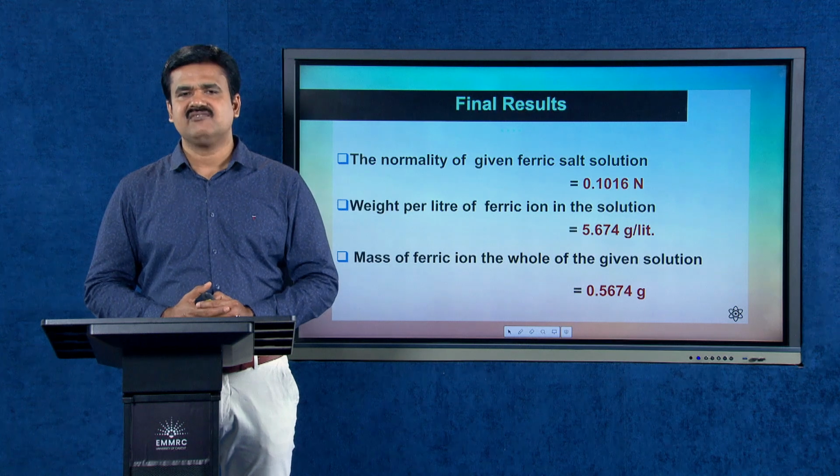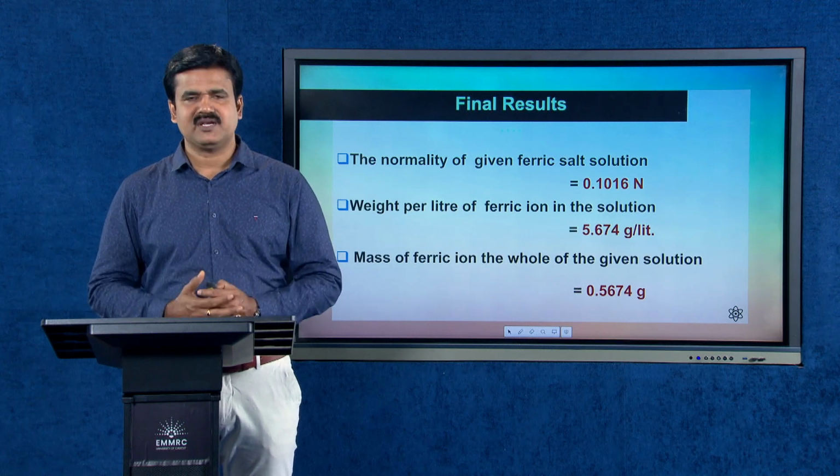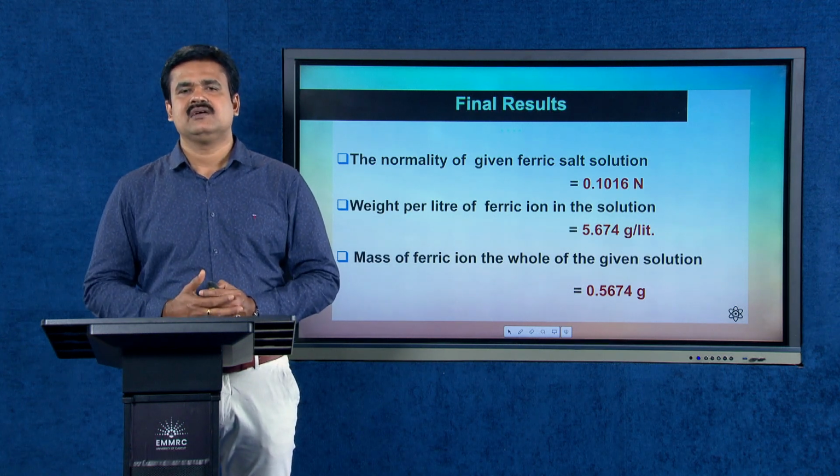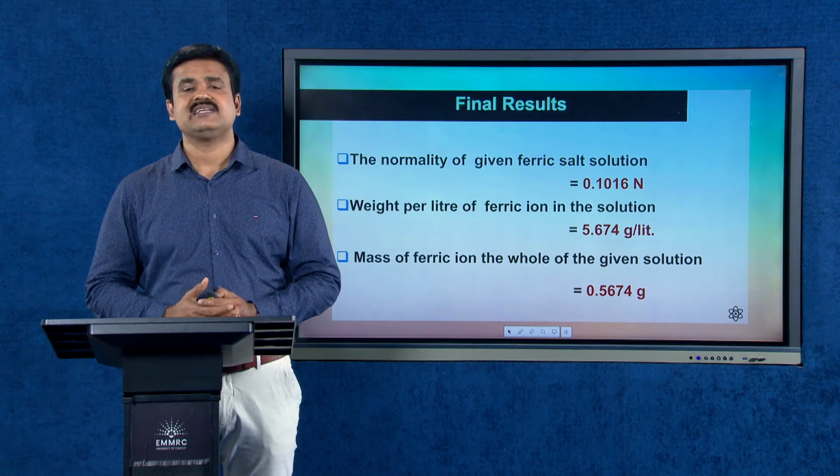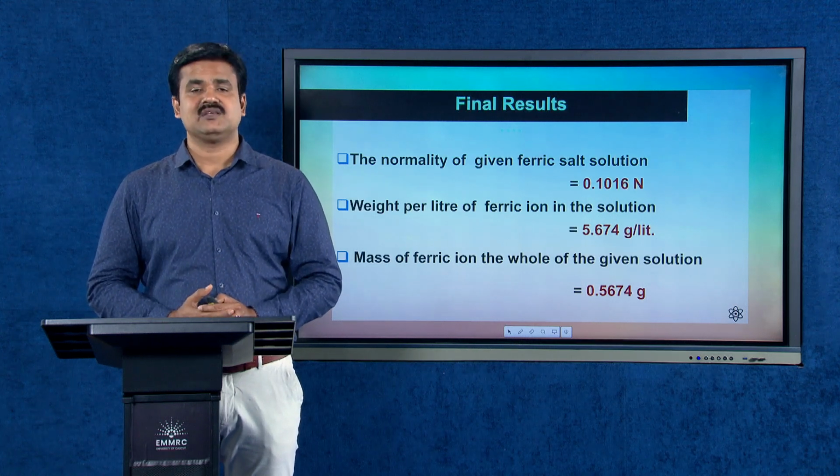Thus, we have discussed the experiment of estimation of ferric ion using dichromate titrations. That's all about the present module.